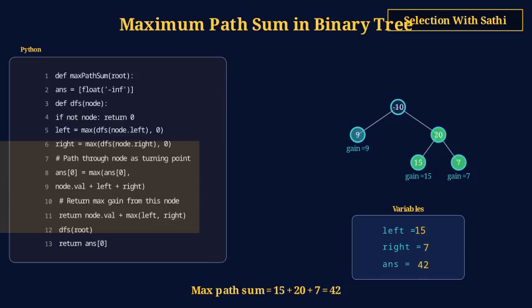Line 12, but when returning to the parent, we can only extend in one direction. Return node value plus the max of left or right, not both. This is the key insight. The turning point stays local, the return goes single direction.